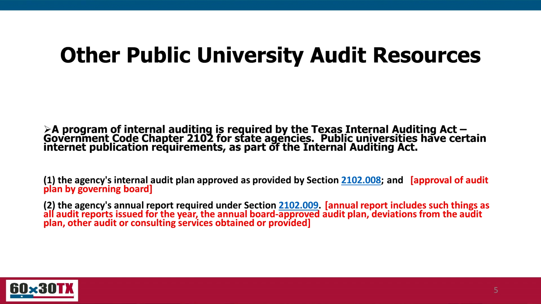universities are required to have an internal audit area, and you can see the government code that's associated there. Also, part of the requirement is that your internal audit plan is approved and posted, so it's available, as well as the annual report that's done at the end of the year as far as what was accomplished. So all those pieces are required by statute and should be part of what you have for your university internal audit.